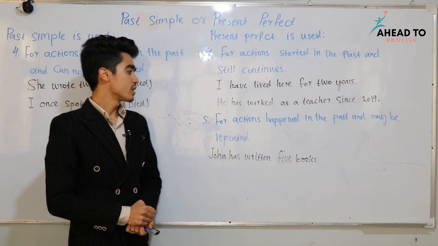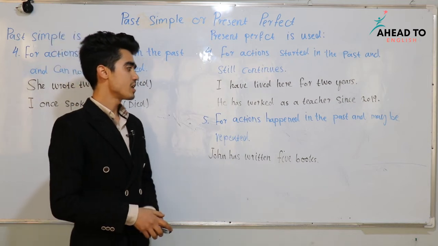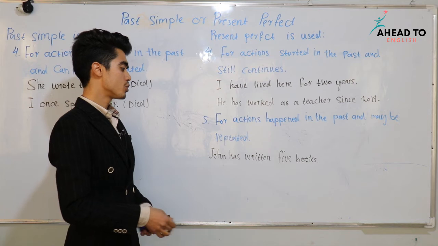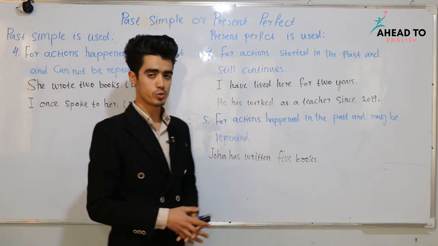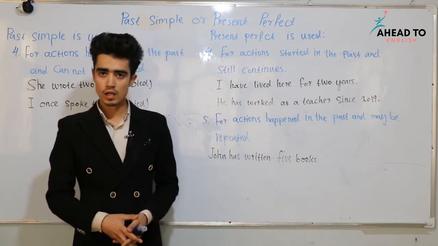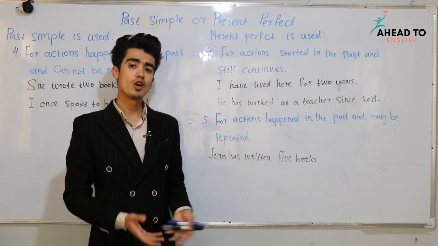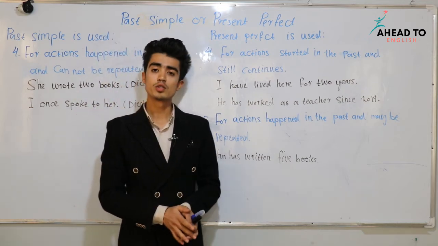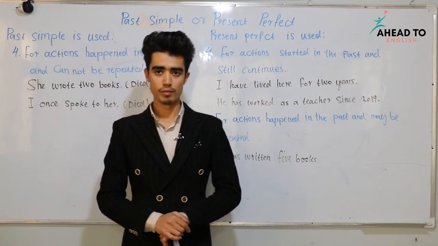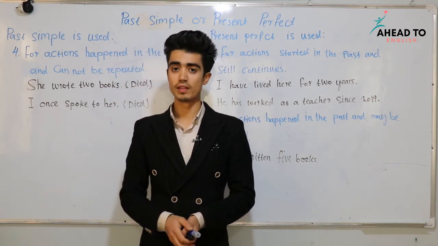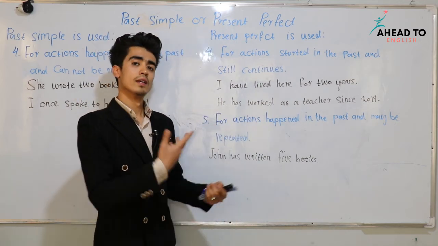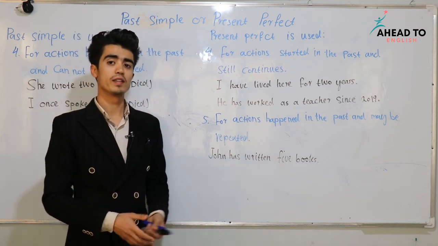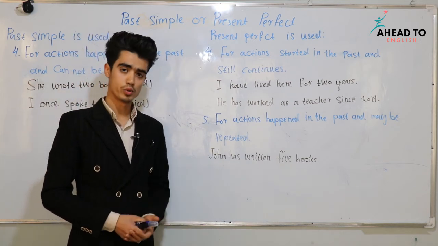And also we use present perfect tense for actions that happened in the past and may be repeated. For example, John has written 5 books. It means that John is still alive. When John dies, we cannot use present perfect tense for him. Why? Because his action cannot be repeated. But right now, his action may continue. Why? Because he is alive. When he is alive, he will write more books.